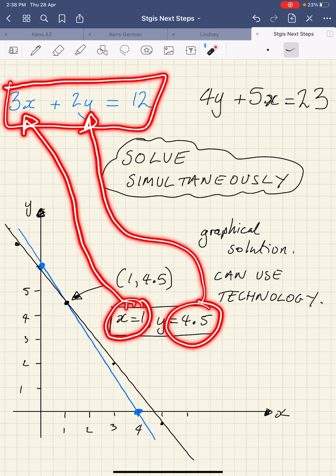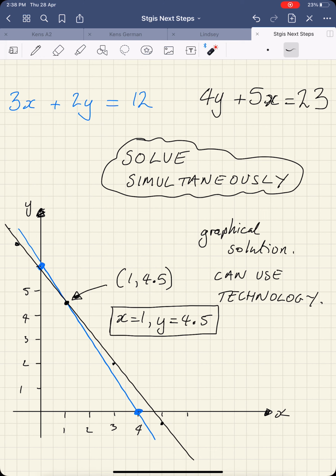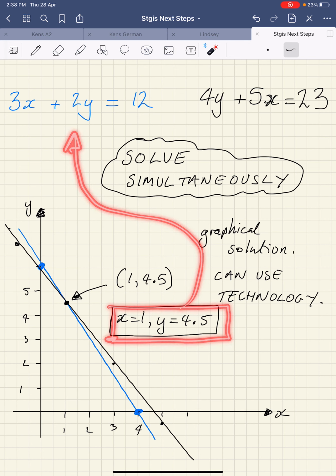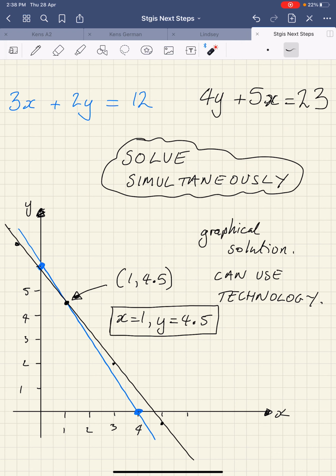But also, if we take the x is 1 and we substitute it here, and we take the y is 4.5 and substitute it here, this will also be true. Okay? So we say that this solution, x equals 1, y is 4.5, solves both equations at the same time. It solves both equations simultaneously. So we can easily do this on technology. You guys have got the knowledge how to do that.